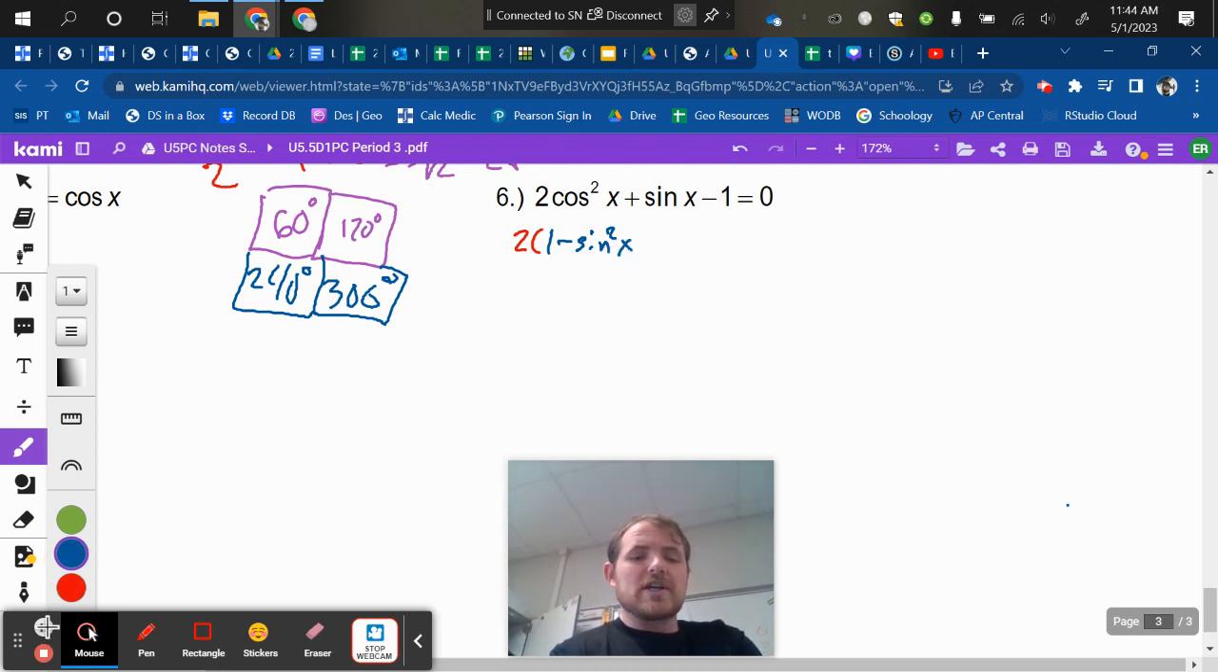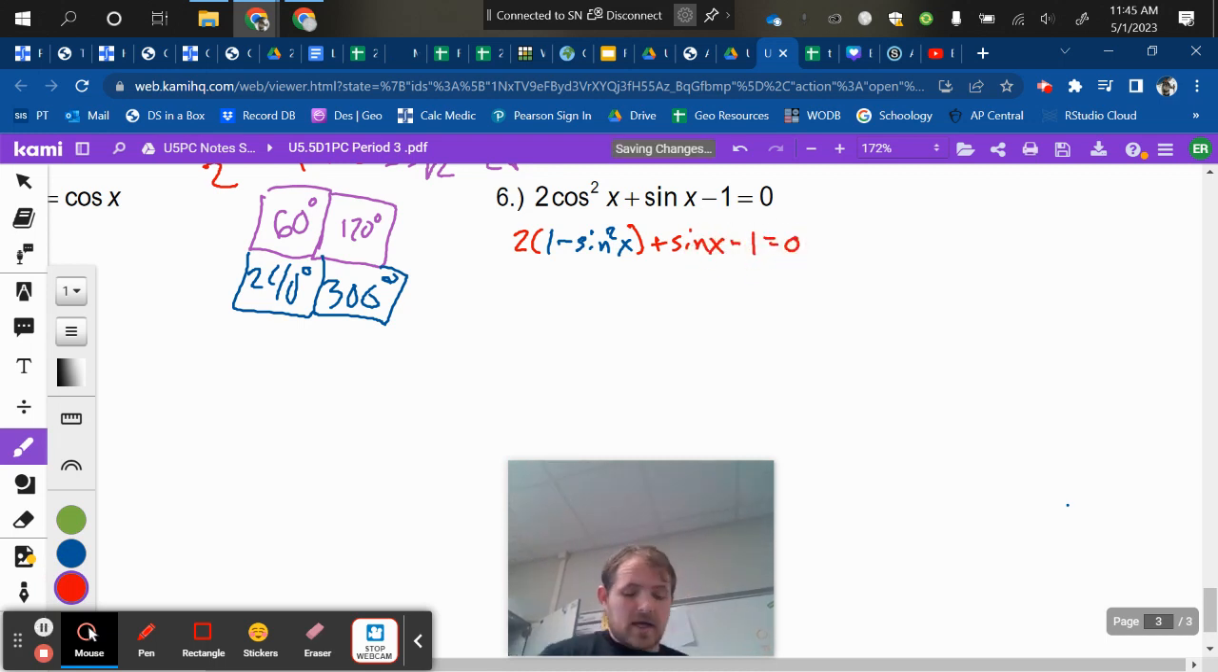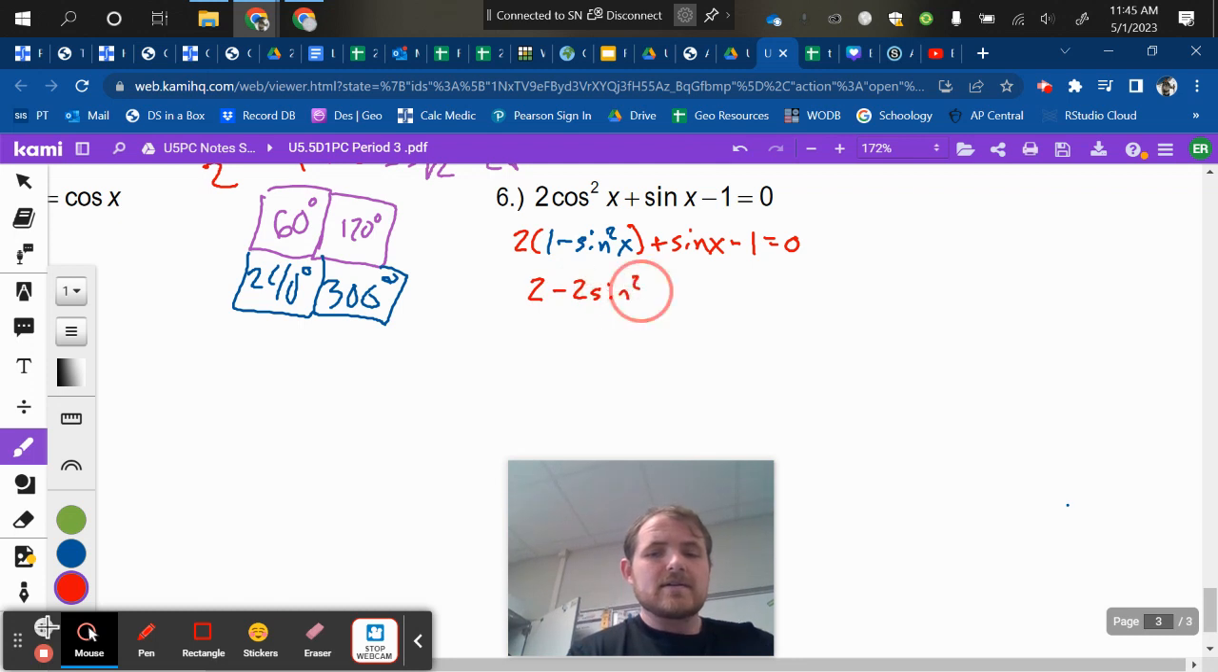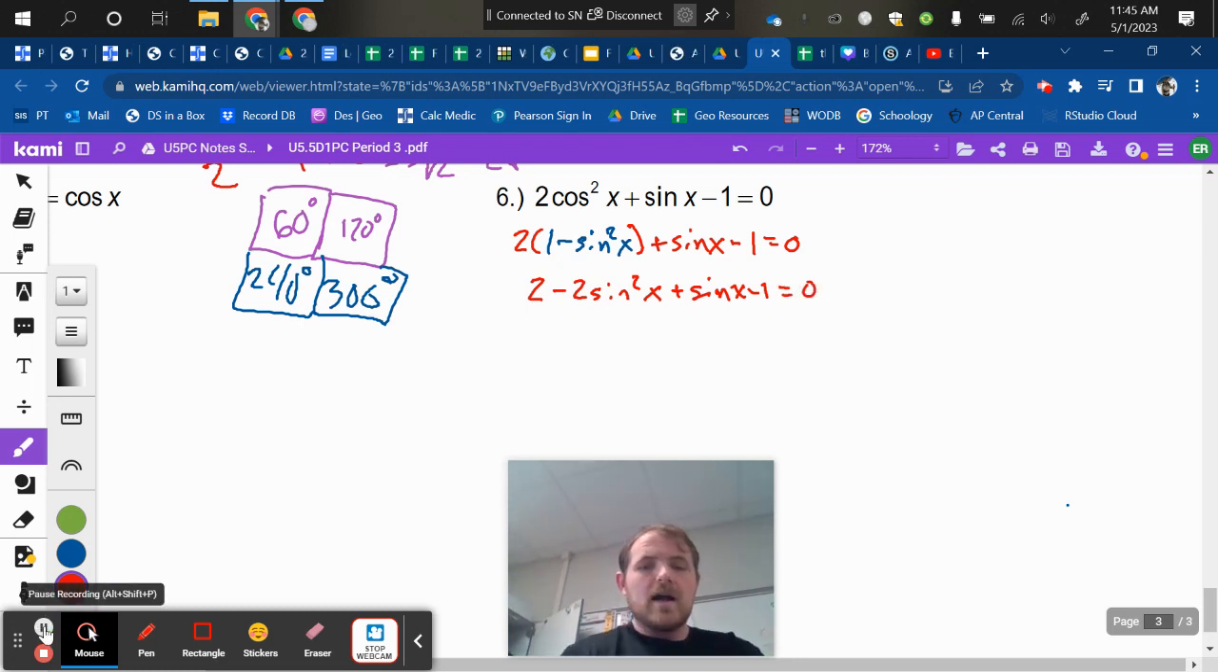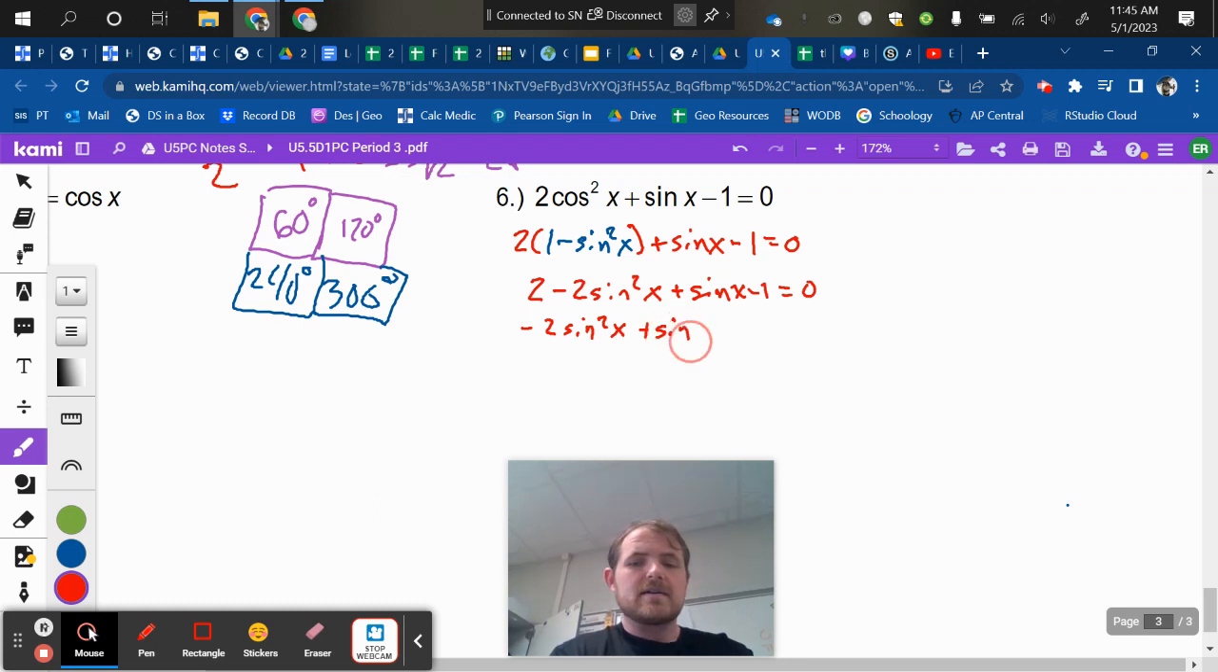Again, we would probably struggle to get there if we've never seen this before. So just do your best to do what you can. And now I want to find like terms if I can. So I'm going to distribute the 2 and get 2 minus 2 sine x plus sine of x all minus 1 equaling 0. I'm going to have a negative 2 sine squared x plus sine of x. And then the 1 and the 2 go together to make a positive 1 right there.